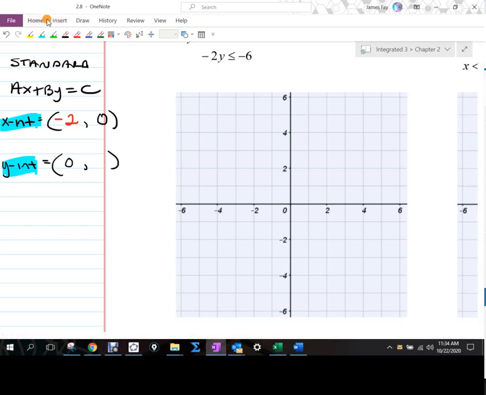So now what is y going to be in that case? What's negative 6 divided by negative 2? 3. Do you have 2 points you can plot now? Negative 2, 0, and 0, 3. How many points do you need to make a line? 2, and those are the 2.